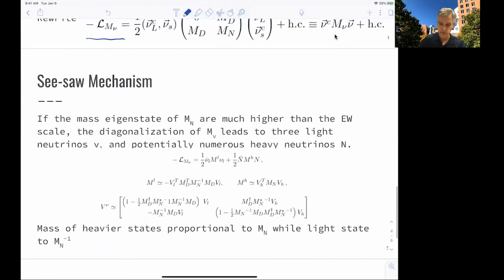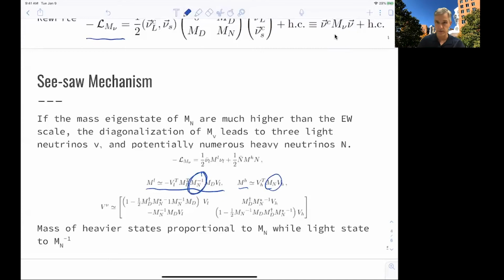If the mass term is much larger than the electroweak scale, you can try to diagonalize the mass term, and it leads to the three light neutrinos you would expect, and one or maybe multiple heavy neutrinos. If you then rewrite the mass term, you find for the light ones a term which goes with one over the scale of this neutrino. That is a nice motivation for this kind of physics, as it automatically reduces the mass of the neutrino, as we observe their masses to be very small in nature. And then the mass of the heavy neutrino is proportional to the mass.